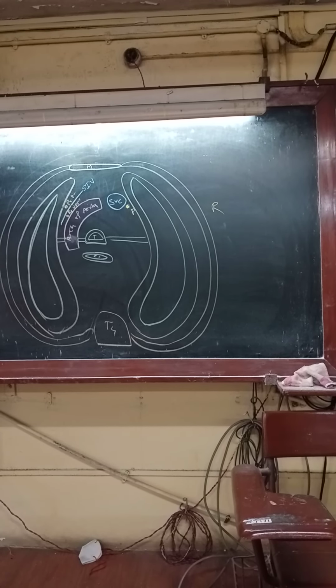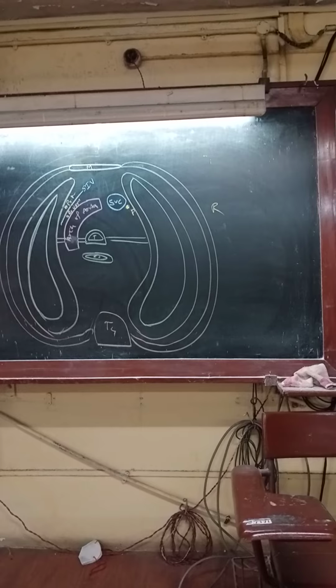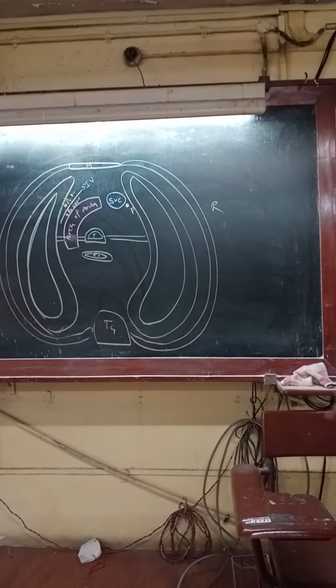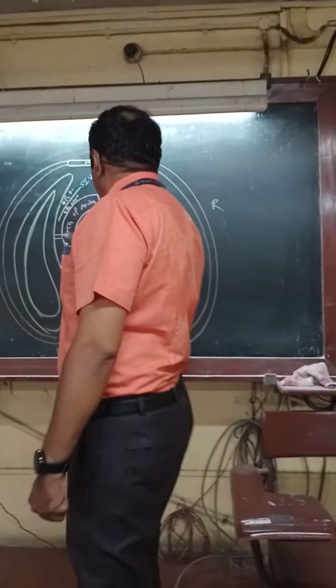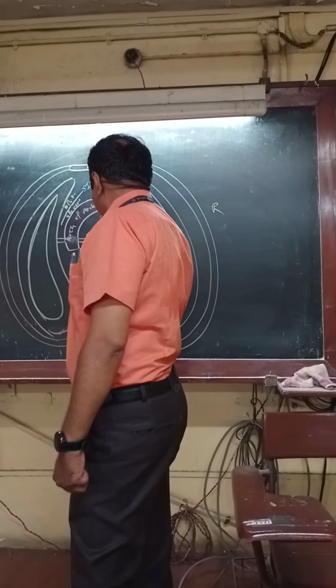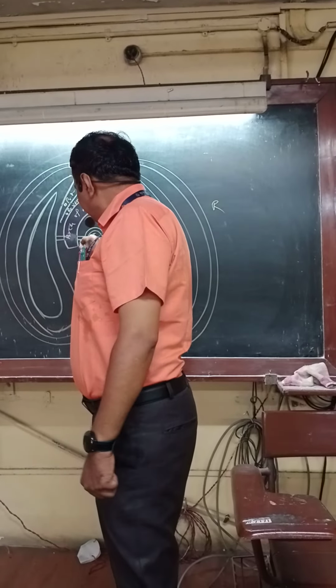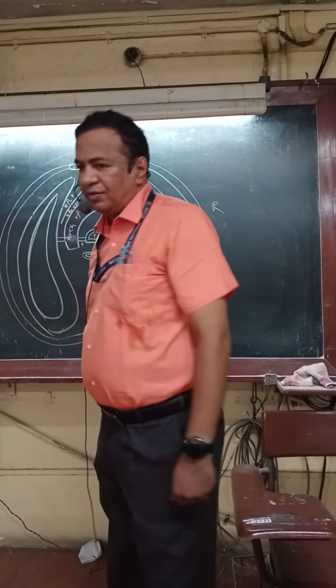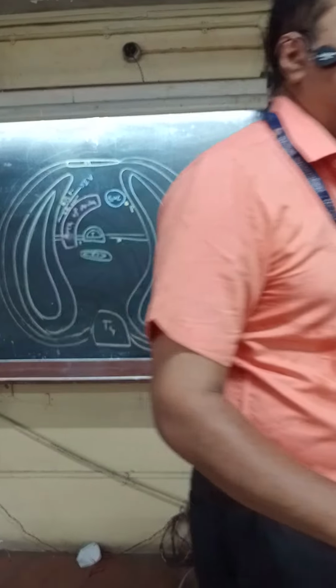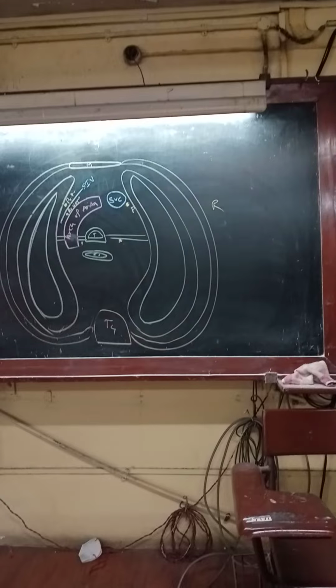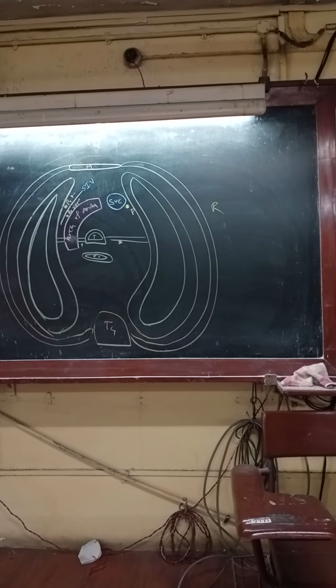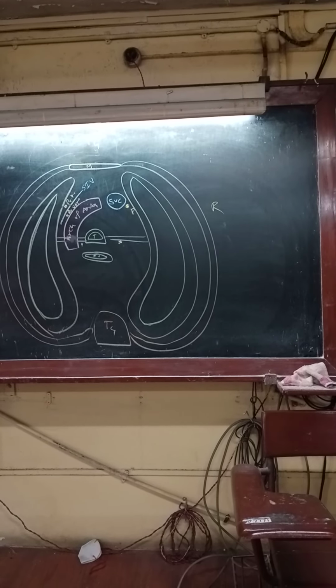On the left side of that, the phrenic nerve, right vagus. Left vagus is here. And here also there is a nerve, and that is the left recurrent laryngeal nerve.